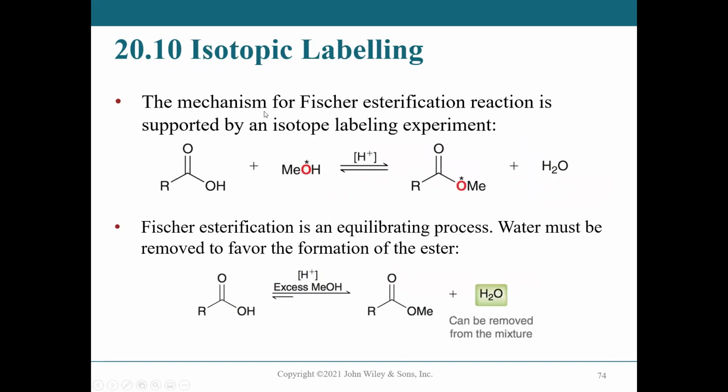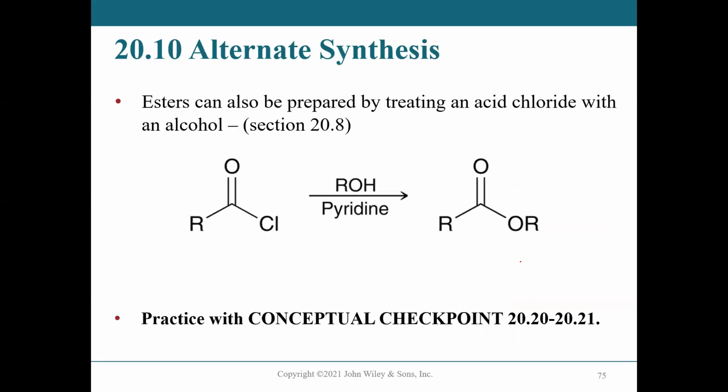So now we go to isotopic labeling. The mechanism for the Fischer esterification reaction is supported by an isotope labeling experiment. Basically they're labeling that oxygen to see where that oxygen is moving. Esters can also be prepared by treating an acid chloride with an alcohol. We can see this right here.